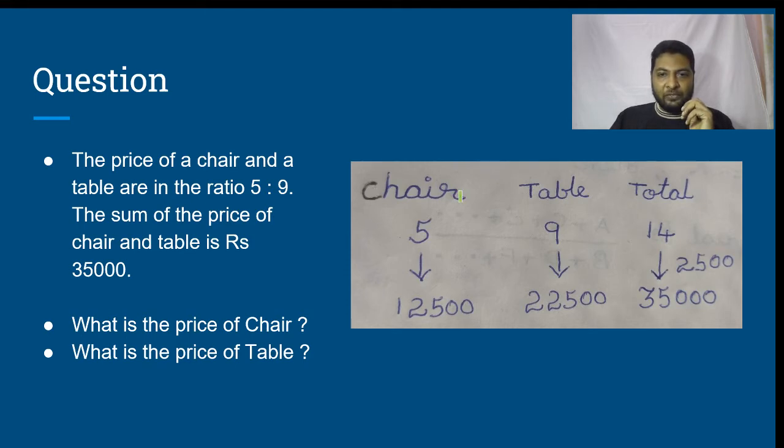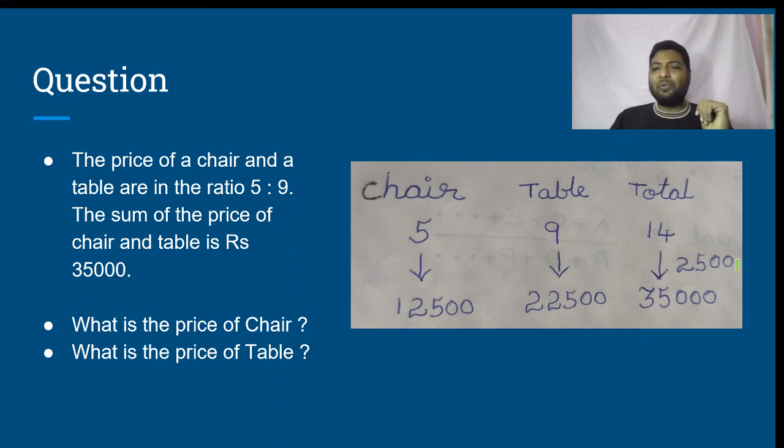The price of chair to table is in the ratio 5:9. That means if the chair costs me 5 units, then the table would cost me 9 units and the total would be 14 units. 5 plus 9, 14 units. This 14 units is 35,000 rupees. That means 1 unit is how much? 35,000 divided by 14, which is 2,500 rupees. 1 unit is 2,500 rupees.